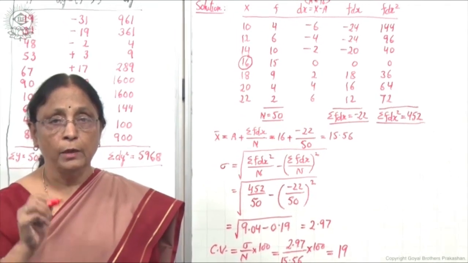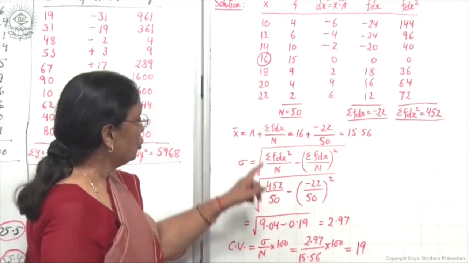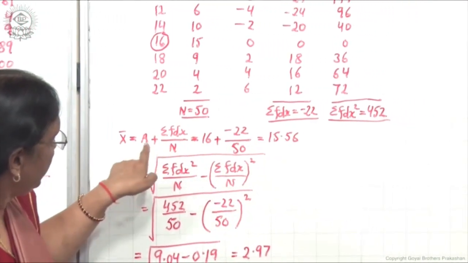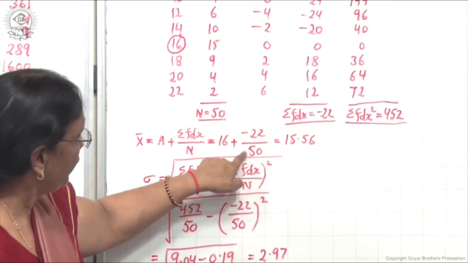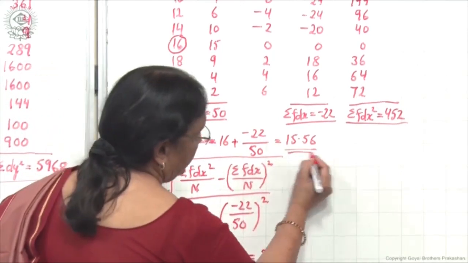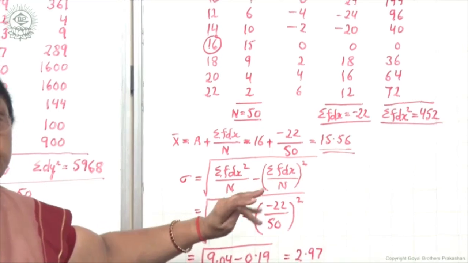It is SD upon x bar into 100. So a plus sigma f dx upon n is minus 22 upon 50, and A is 16 we have taken. This is the assumed mean, right? Now we will find out the standard deviation.